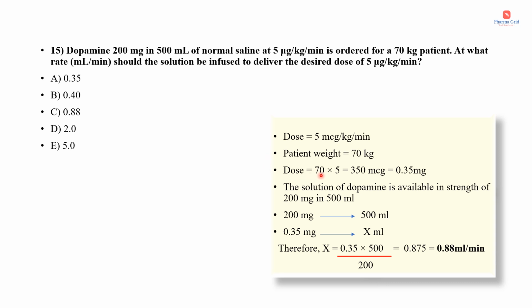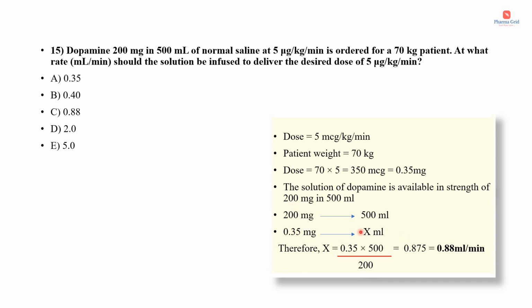Okay, so dose is equal to 70 into 5, that is equal to 350 microgram, and this microgram should be converted into milligram. That is 350 divided by 1000, that is equal to 0.35 milligram. Thus we got the dose. Now, the solution of the dopamine is available in strength of 200 milligram in 500 ml. Okay, that means 200 milligram of dopamine is present in 500 ml of the normal saline. Okay, so let X be the volume of the solution that contains 0.35 milligram. Now find out the value of X.